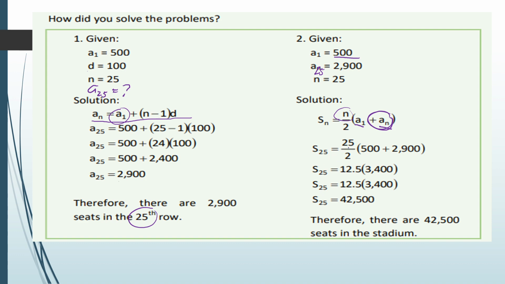Okay, you have two options. So we replace n, which is 25 over 2 times 500, the first term, plus the last term 2,900. Sum of the two is 3,400 times the quotient of 25 over 2, which is 12.5. You'll get 42,500 all in all from the first row to the 25th row. Therefore, there are 42,500 seats in the stadium.